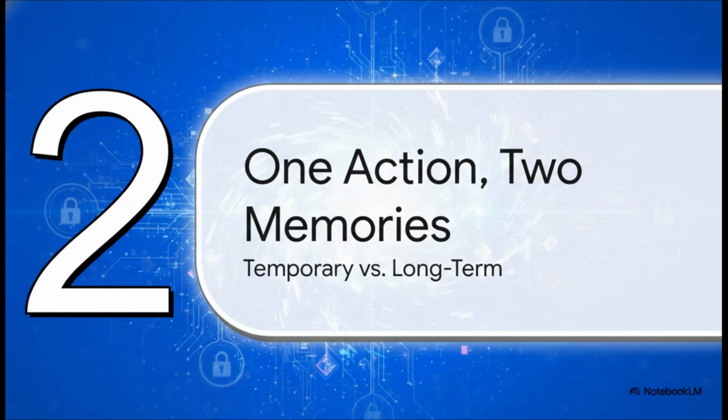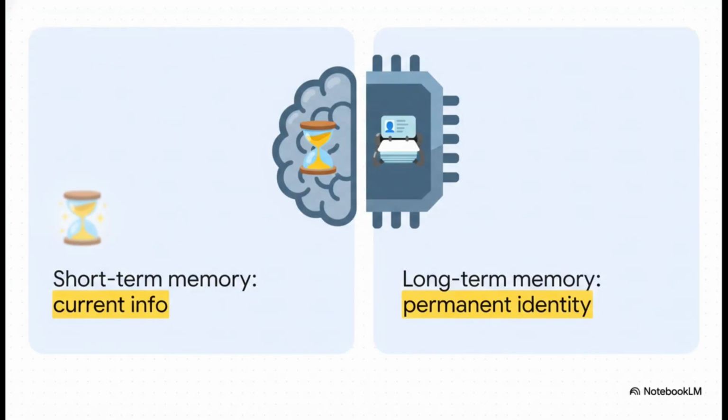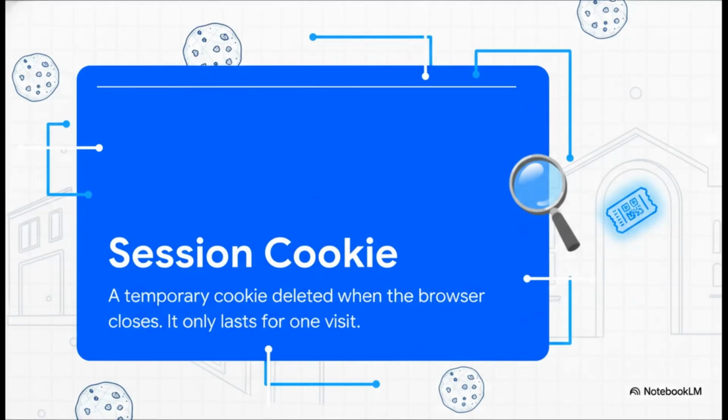The answer is all about how the system remembers you. See, it's not using just one kind of memory. It's actually using two completely separate kinds. Let's think of it this way. The software has a temporary, short-term memory that's just for your current visit. And then it has a totally separate, long-term memory for who you are. So that temporary memory, it's handled by something called a session cookie. Just think of it like a temporary visitor's pass. It's only good for this one visit, this one session.